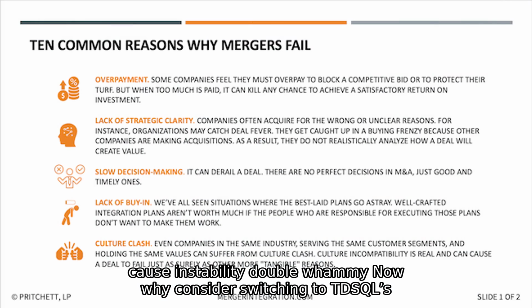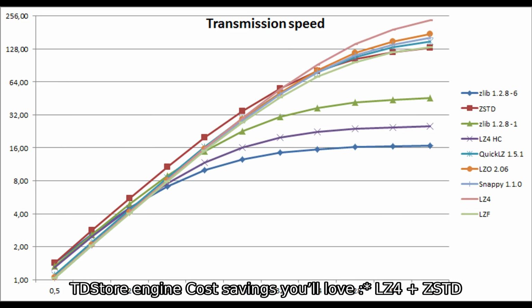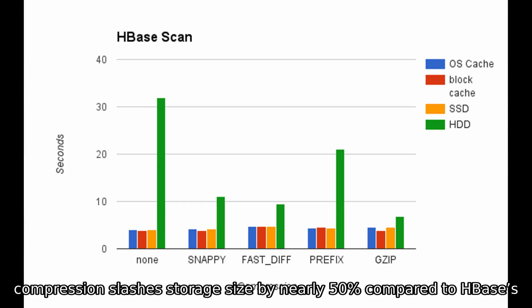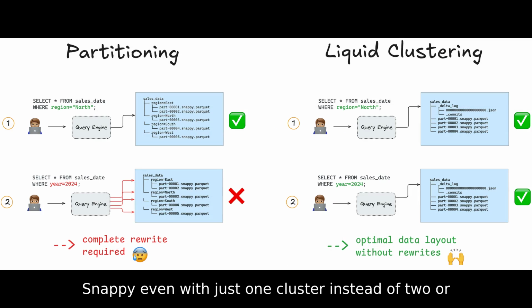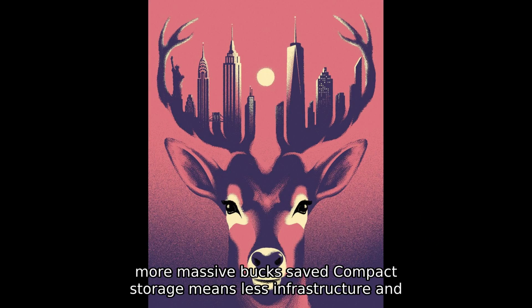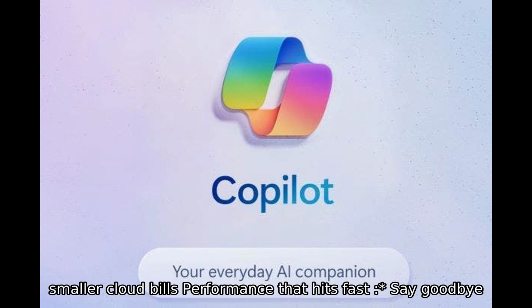Now, why consider switching to TDSQL's TDStore engine? Cost savings you'll love. LZ4 plus ZSTD compression slashes storage size by nearly 50% compared to HBase's Snappy, even with just one cluster instead of two or more, massive bucks saved. Compact storage means less infrastructure and smaller cloud bills.